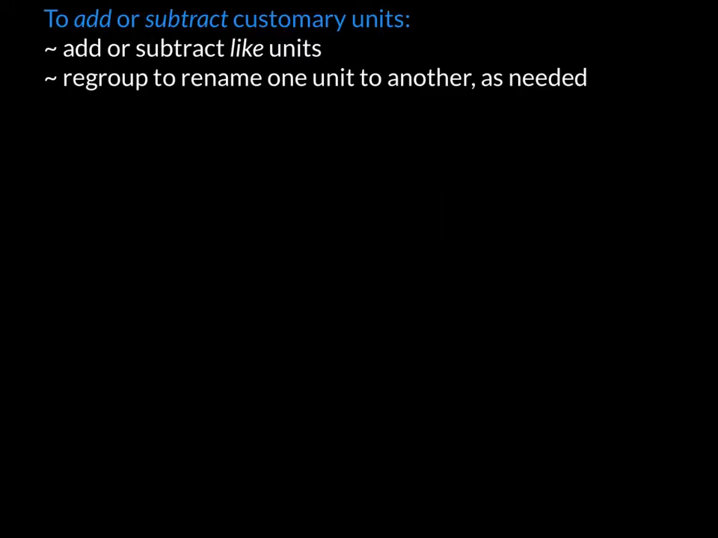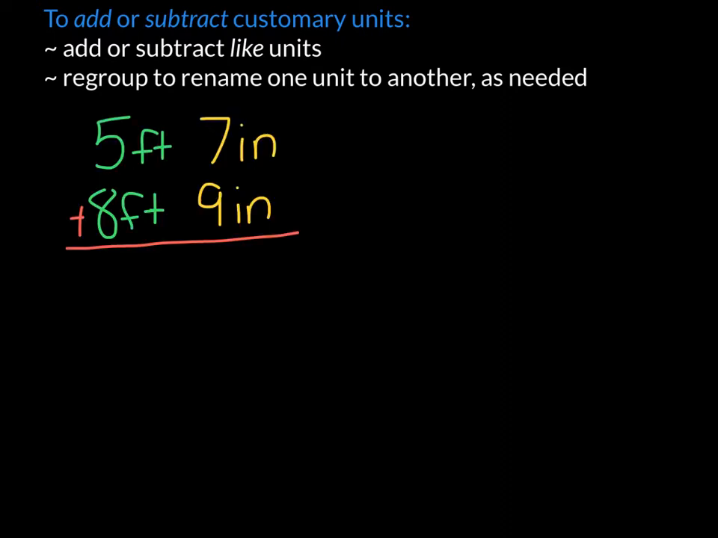To add or subtract customary units, first add or subtract like units, then regroup to rename one unit to another as needed. Here in this example, we have 5 feet 7 inches plus 8 feet 9 inches. So first I'm going to add the like units. 7 plus 9 equals 16 inches. And then 8 feet plus 5 feet equals 13 feet.